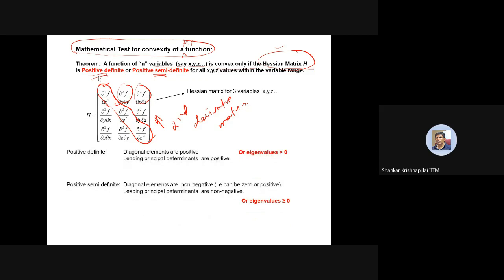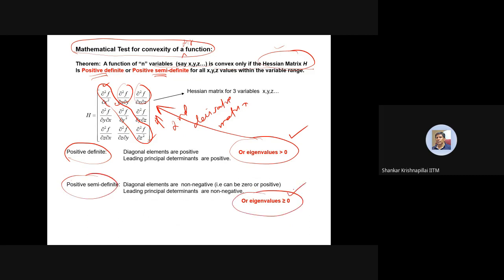So what is the meaning of positive definite? Positive definite means all the eigenvalues of this matrix must be greater than 0. Positive semi-definite means all the eigenvalues of the matrix should be greater than or equal to 0. So that is one definition.